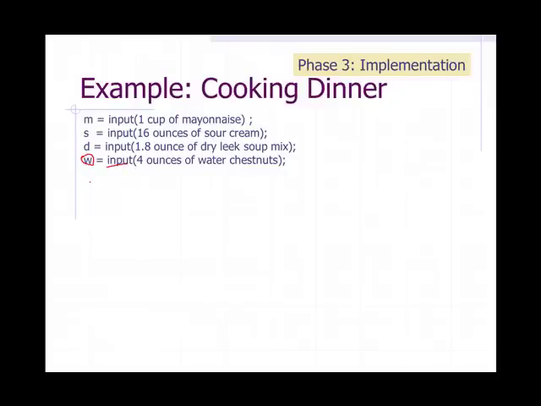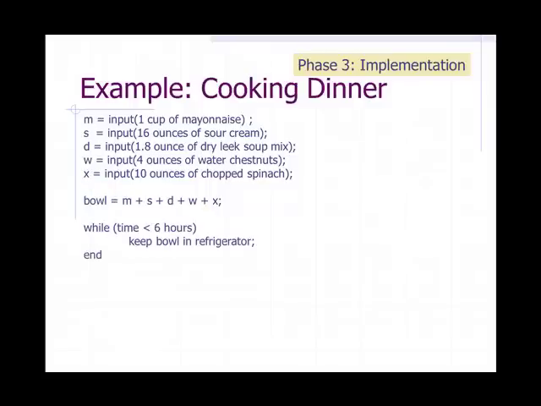Now, keep in mind, this is just an example, so this actually wouldn't work on your computer. Next one, input 10 ounces of chopped spinach, saved into variable X. Then you take a new variable bowl, and it's equal to M plus S plus D plus W plus X, all saved in the variable bowl. Next, you have a statement here. It says, while time is less than 6 hours, keep bowl in the refrigerator. This N goes with this while.